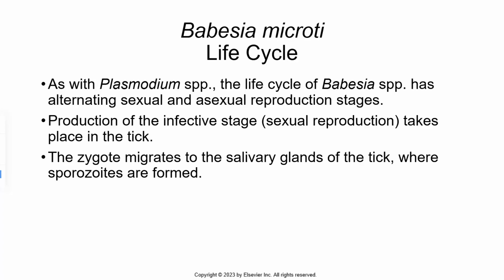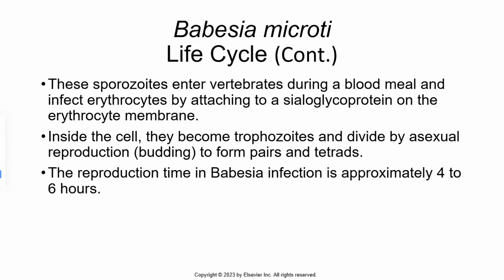As with Plasmodium species, the life cycle of Babesia has alternating asexual and sexual reproductive stages. Production of infectious stages, sexual reproduction takes place in the tick, just like with malaria, taking place inside the mosquito. The zygote migrates to the salivary glands of the tick where sporozoites are formed. These sporozoites enter vertebrates during a blood meal.